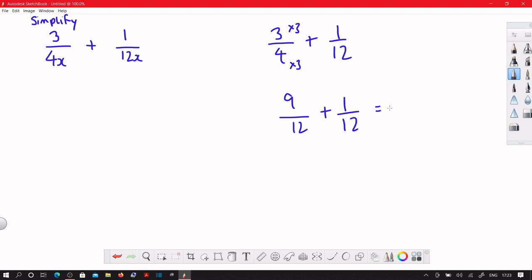Now we've got the same denominator, just add the numerators. 9 add 1 is 10. Right. This problem is very similar.